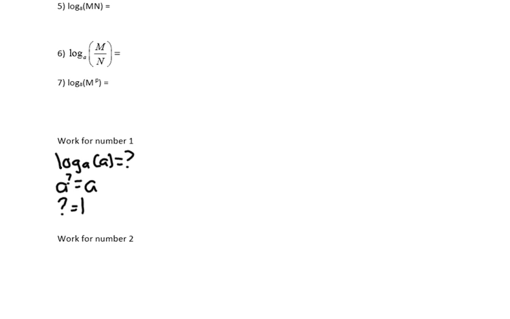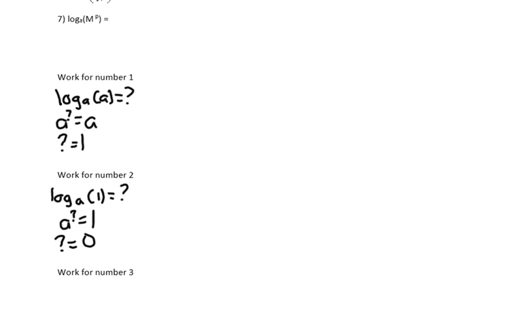Now let's go for number 2, the work for number 2. It's saying log base a of 1, and again we'll put equals question mark. Similarly to number 1, I can write it as an exponential: a to the question mark is equal to 1. Now, the only time that is a true statement is when question mark is equal to 0. So log base a of 1 is equal to 0.